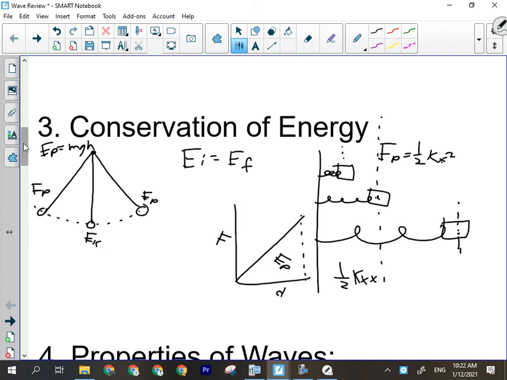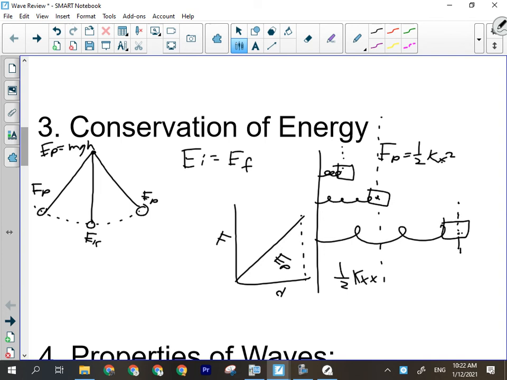It's important to remember that stuff. We've got to know where our mass on the spring has kinetic and has potential. It's only got potential at these two points. It's only got kinetic at this point. Anywhere in between it has both, just like a roller coaster going up and down hills. All right, questions on that?